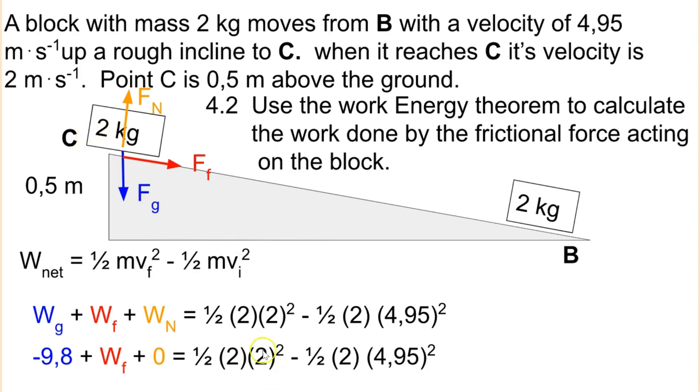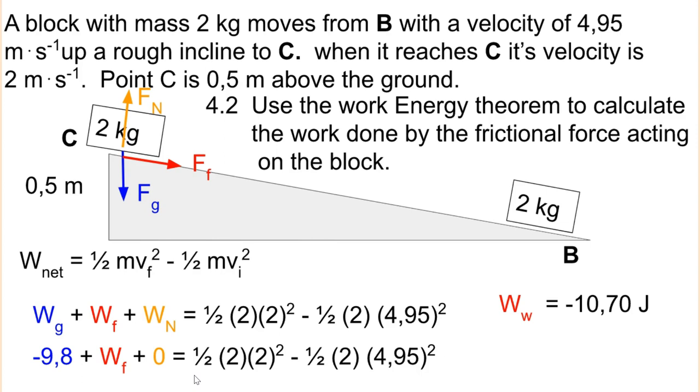We filled in our final velocity as 2 meters per second, as they told us, our initial velocity as 4.95, and our mass for the block as 2 kilograms. So when we calculate this, you can see that all the values are known except for the work done by the frictional force. So then I calculate the work done by the frictional force will be negative 10.70 joules.